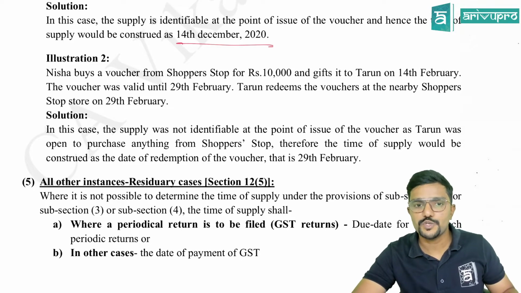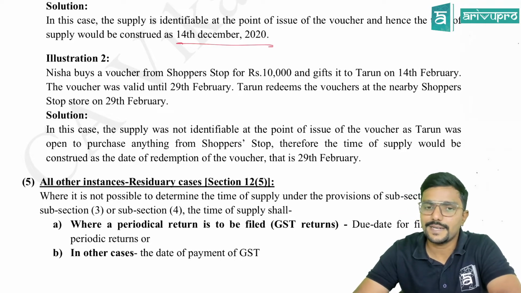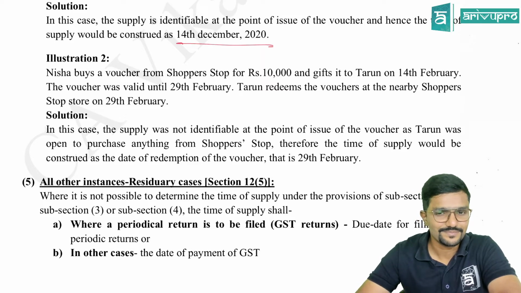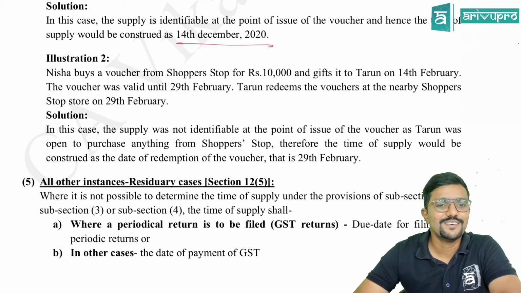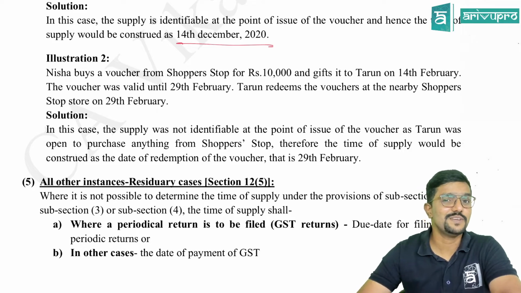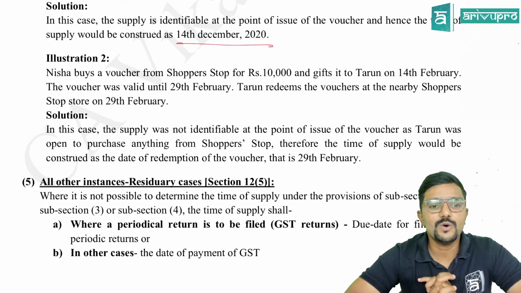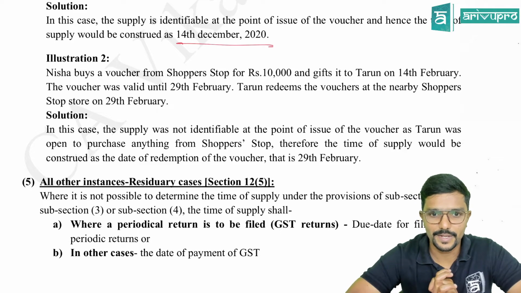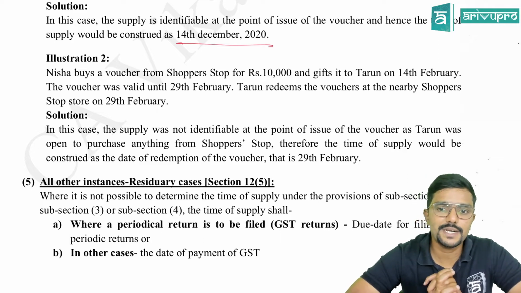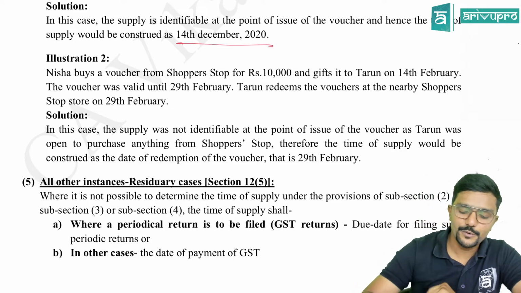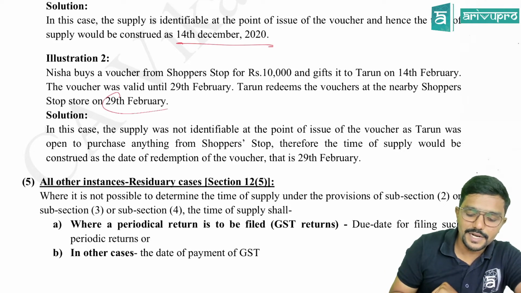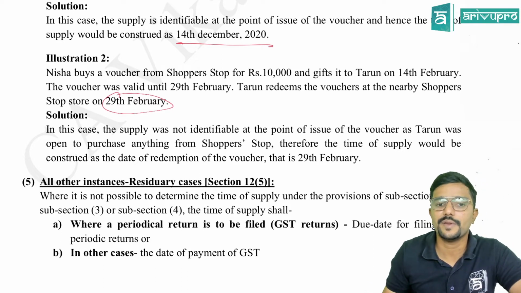Yeah. Next, coming to illustration 2. Nisha buys a voucher from Shopper Stop for 10,000 and gifts it to Tarun on 14th February. Special day. You guys can connect. You can guess what is the relationship between Nisha and Tarun. On 14th February, the voucher was valid until 29th February. Tarun redeems the voucher at the nearby Shopper Stop on 29th February. So the date of redemption is 29th February.